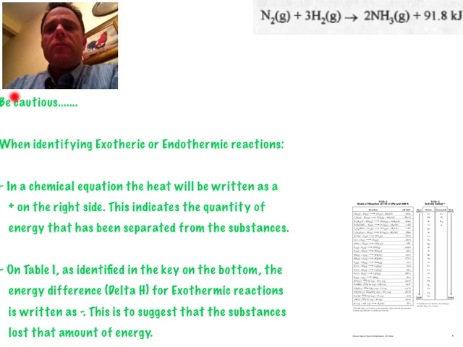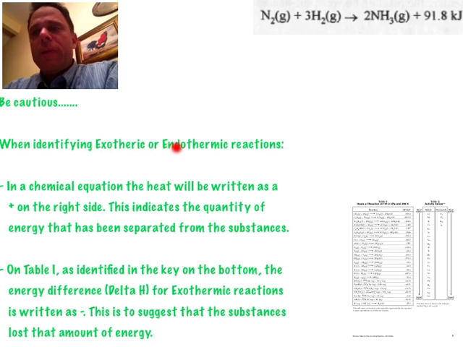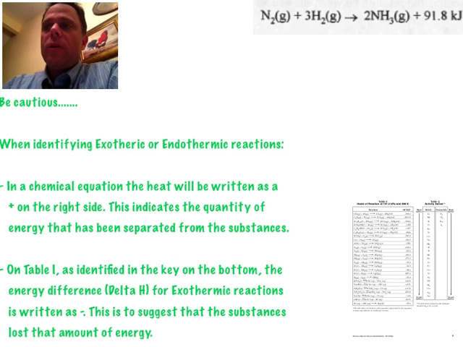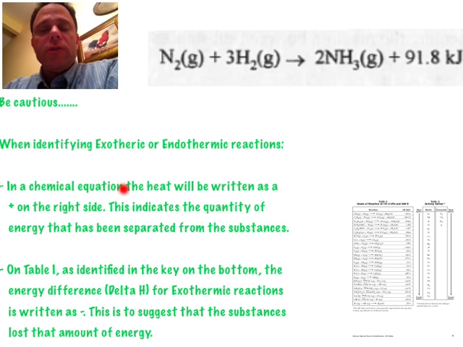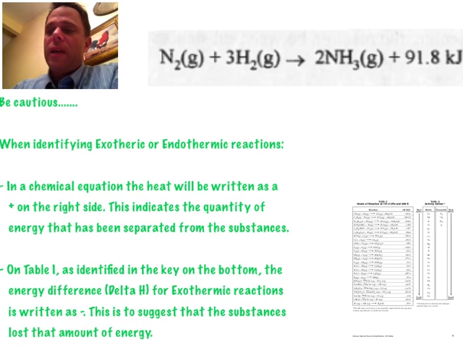Now again to what I just said. Be cautious when identifying exothermic or endothermic reactions when given a chemical reaction such as the one on the last question. Keep in mind, in a chemical equation, the heat will be written as a positive on the right side. This indicates the quantity of energy that has been separated from the substance. That is if this is an exothermic reaction. Now on Table I, as identified in the key on the bottom, the energy difference, delta H, for exothermic reactions is written as a negative delta H. This suggests that the substance lost that amount of energy.